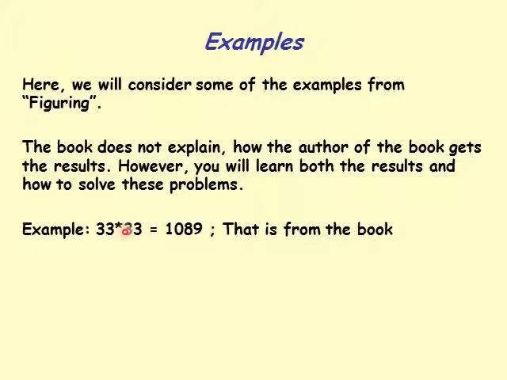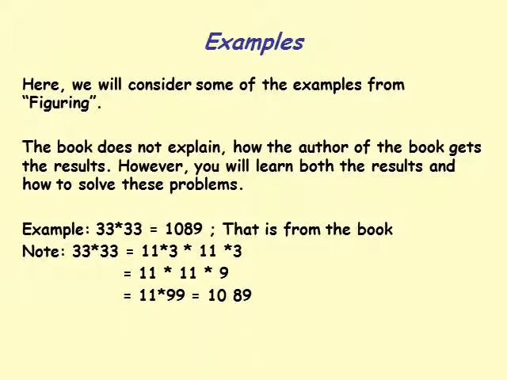In the book, it says 33 times 33 is 1089. Let's see if we can use this multiplication by 9s to compute 33 times 33. Let's see how we replace this problem by an equivalent problem. So 33 times 33 is 11 times 3 times 11 times 3. 33 is 11 times 3.